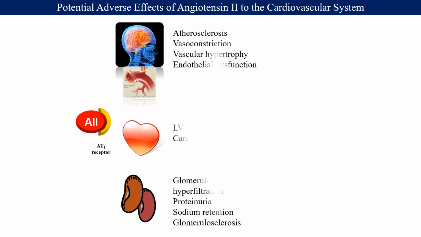In general, angiotensin II can lead to adverse effects to the entire cardiovascular system. Binding of angiotensin II to AT1 receptors can lead to a multitude of untoward effects, including atherosclerosis, vasoconstriction, vascular hypertrophy, endothelial dysfunction, left ventricular hypertrophy, fibrosis, glomerular hyperfiltration, proteinuria, sodium retention, and glomerular sclerosis, among others.